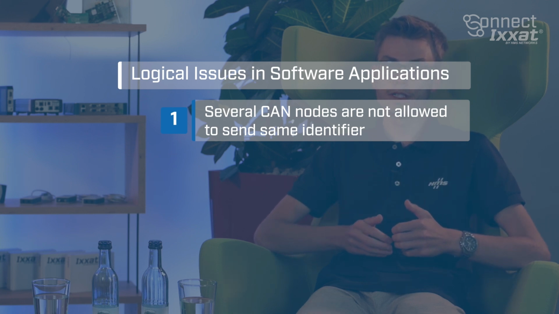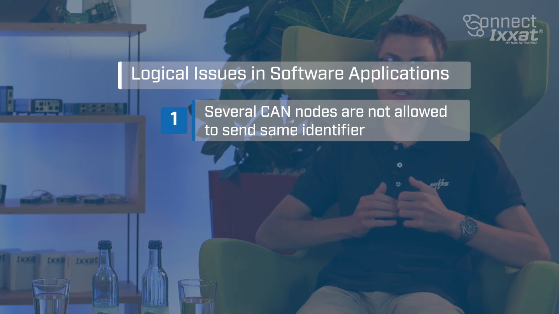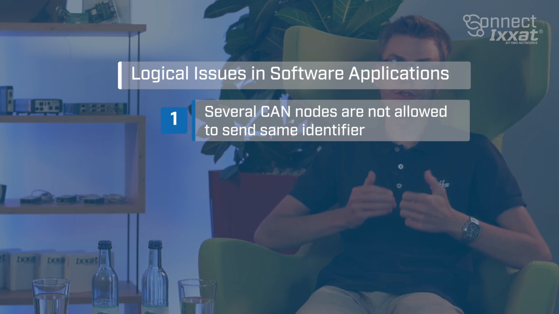In CAN networks, it's essential that a CAN identifier is only used uniquely, so that messages are properly recognized and routed within the system. It's crucial during the design phase to assign unique identifiers to each node and ensure that these assignments are rigorously documented and implemented.